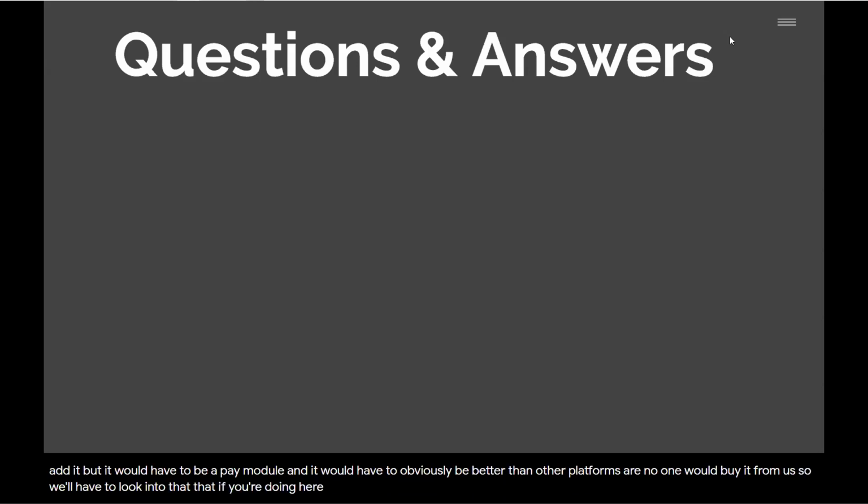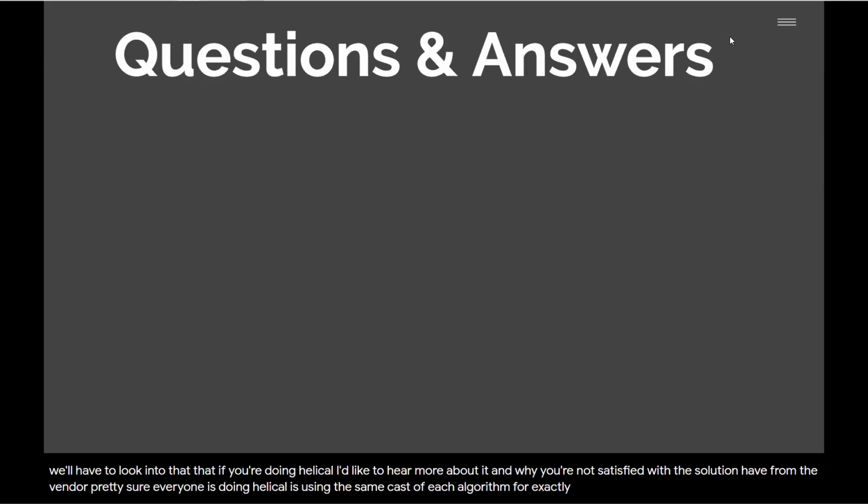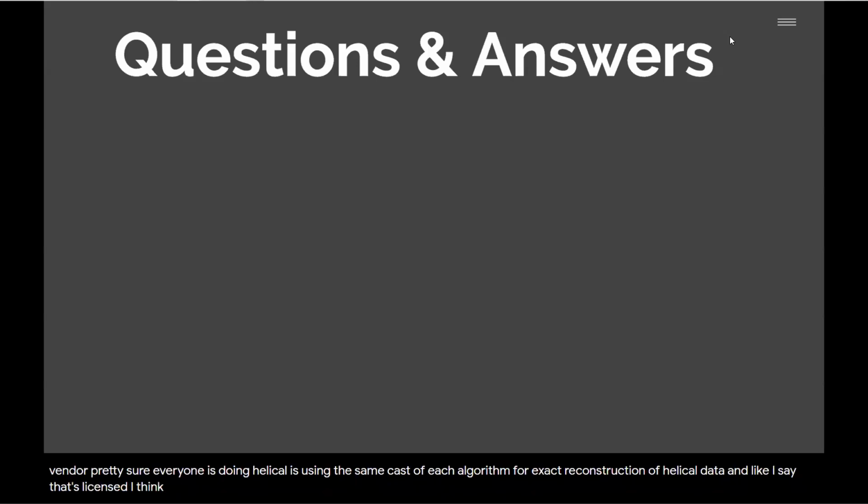If you're doing helical, I'd like to hear more about it and why you're not satisfied with the solution you have from the vendor. Pretty sure everyone that's doing helical is using the same Katsevich algorithm for exact reconstruction of helical data. And like I say, that's licensed, I think, exclusively through eye tomography.